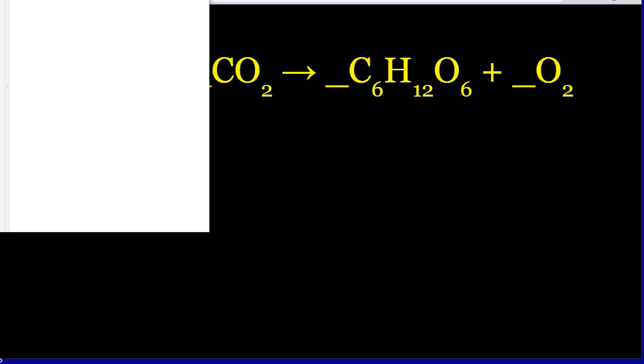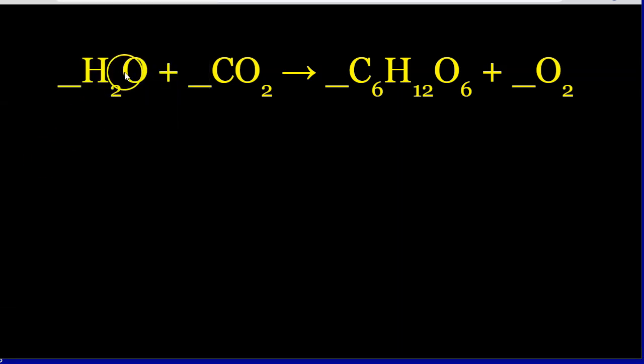Let's look at a little more complicated example. Let's consider this equation. This shows us that we have water plus carbon dioxide is going to produce this sugar plus oxygen. This is the formula for photosynthesis that you learned or will learn about in biology.